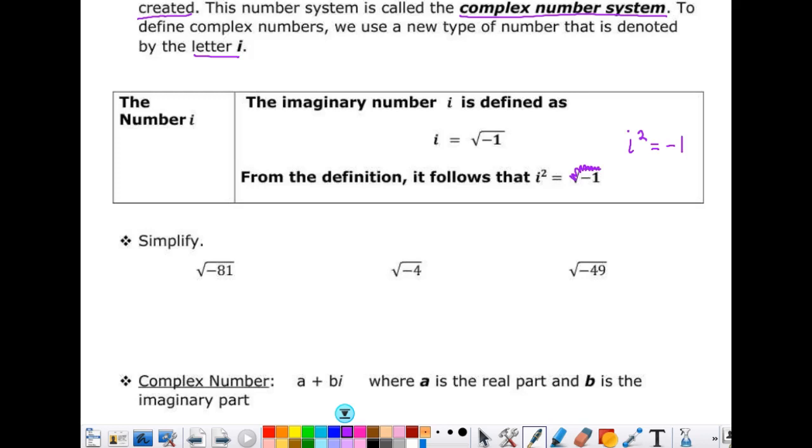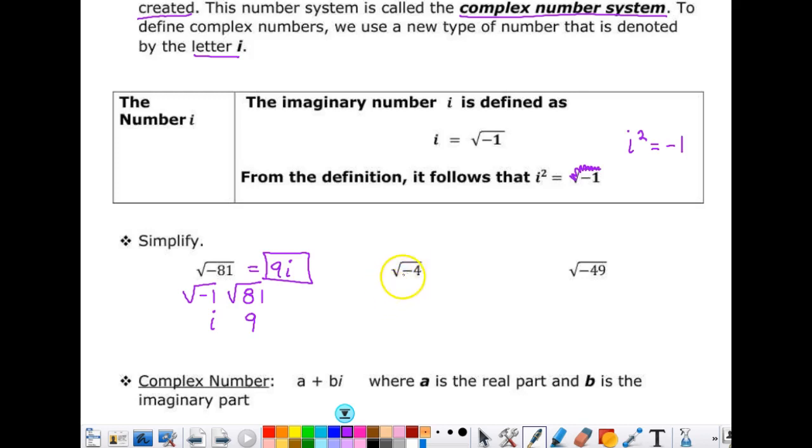So now we can do the square root of negative 81. Okay, we can say that that's negative 1 and 81, and the square root of negative 1 is i. So we put an i there, and the square root of 81 is 9. So you really get a 9i. So let's do another one. And I'm going to show you a shortcut in just a minute.